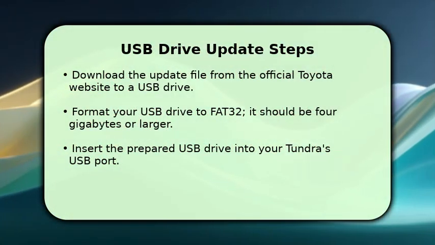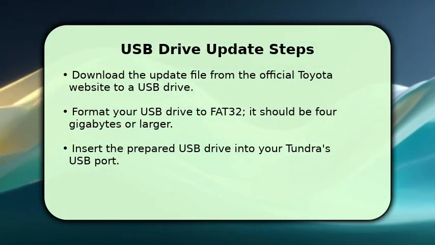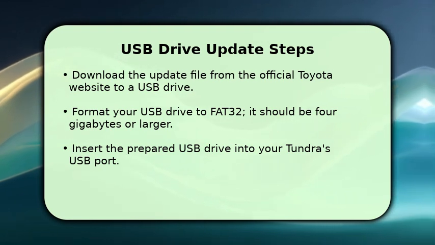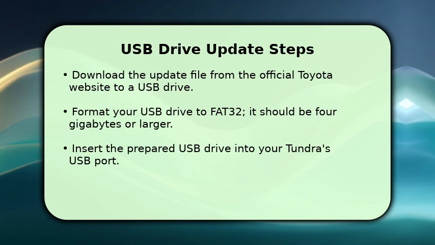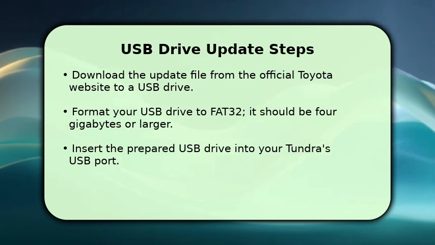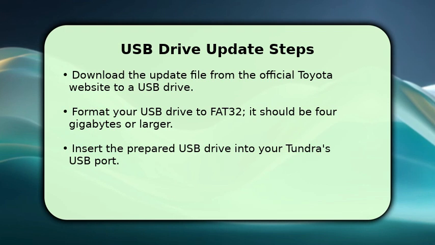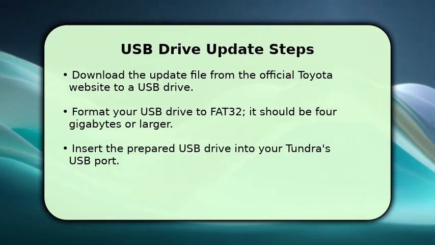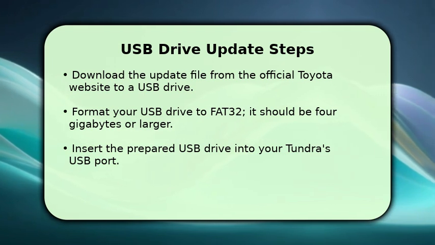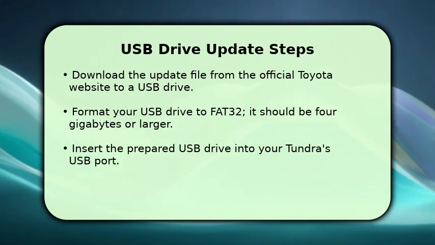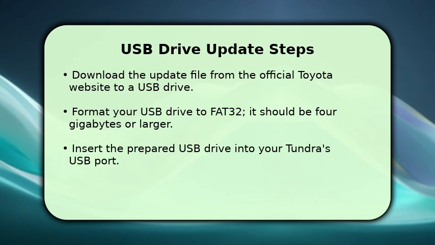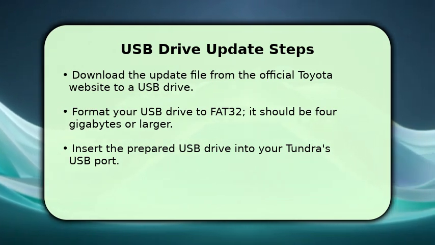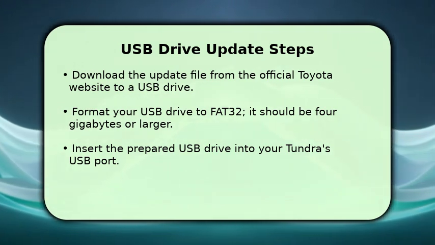If a wireless update isn't feasible, you can use a USB drive. First, visit the official Toyota website to download the correct software update file for your Tundra. Ensure your USB drive is formatted to FAT32 and has at least 4 GB of space. Insert this USB drive into your vehicle's USB port. Then, on your multimedia system, go to Settings, select Software Update, and choose the USB option to begin.